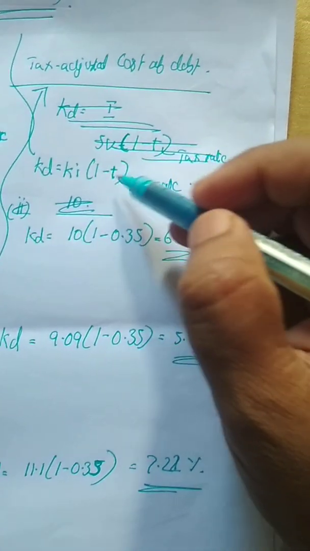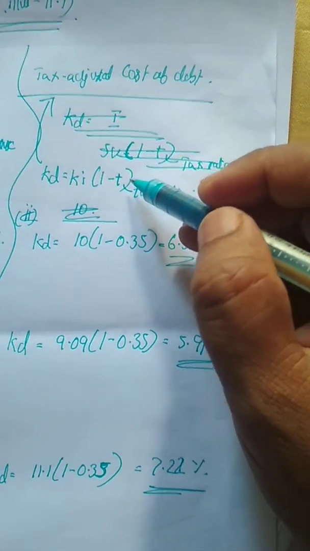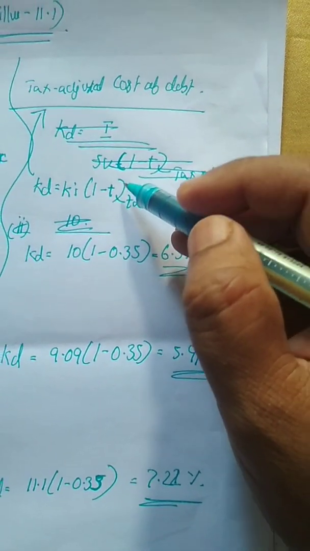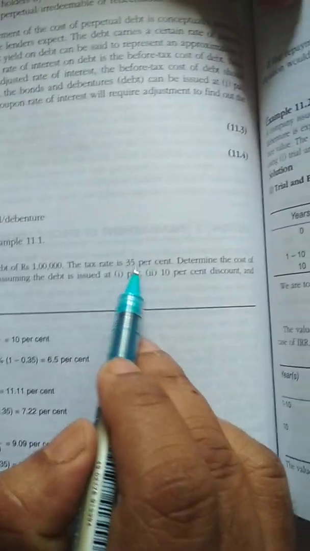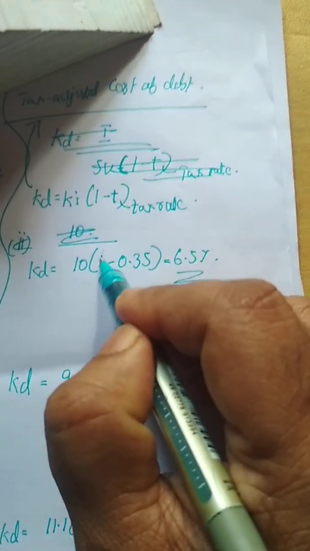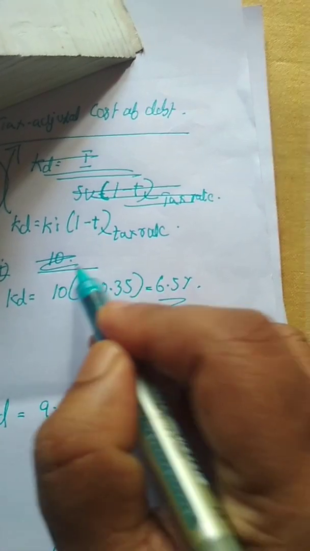Okay, if tax rate is being taken into consideration, what do we do? We have to multiply the I divided by SV by the tax rate in all cases. So we could do that. It is mentioned that 35% is the tax rate, so 1 minus tax rate means 1 minus 0.35.